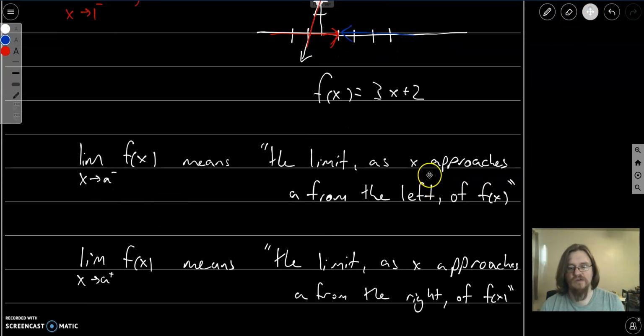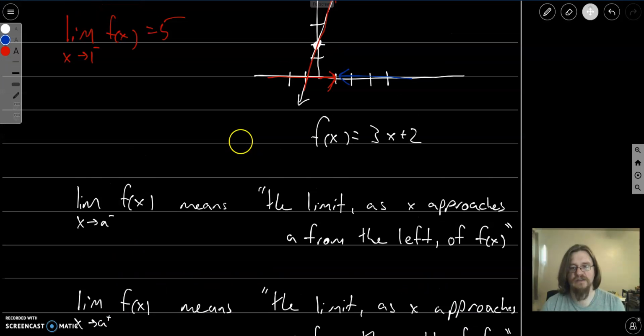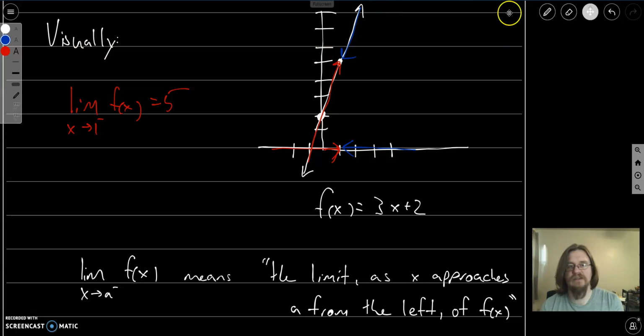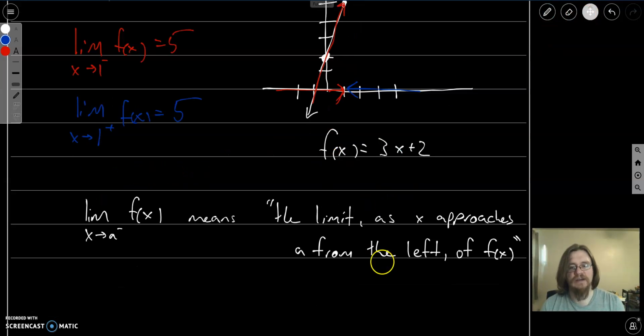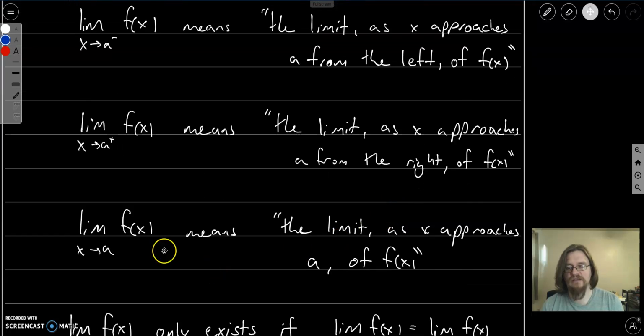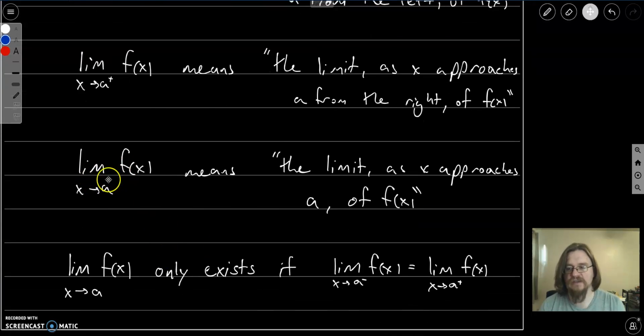Likewise, we can talk about limits from the right-hand side. So the limit as x approaches a from the right of f of x, and we can see that as we plugged in values that were bigger than 1 but getting closer and closer to 1, the limit as x approached 1 from the right-hand side of f of x was also equal to 5. And then we can say just the limit as x approaches a of f of x.